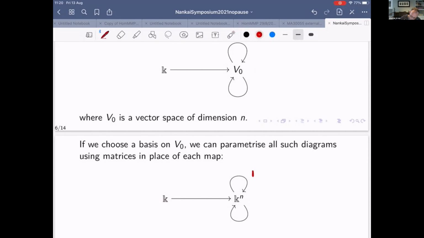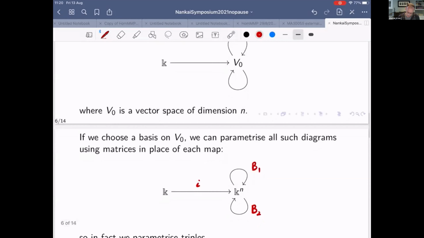B1 and B2 for the maps; now they become just n by n matrices. And a map that's an n by 1 matrix, I, for the linear map that picks out this element 1 in our vector space V0. And all this information I can encode. I know all possible maps, just a collection of matrices.